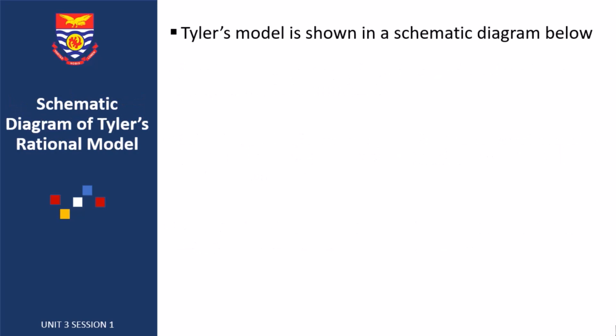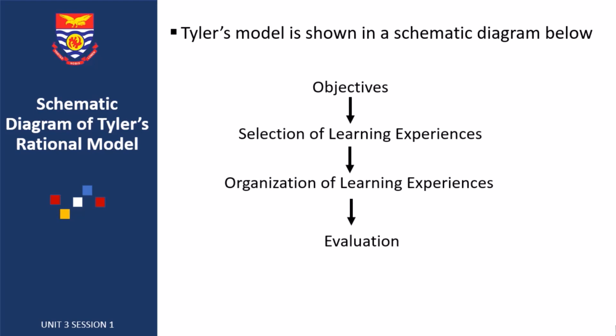So this is a schematic diagram of Tyler's model. In the schematic diagram, we see a linear model, a linear diagram. Linear in the sense that we have objectives, then from objectives we go to the selection of learning experiences. Based on the learning experiences that are selected, the learning experiences are then organized. Then at the end, we do evaluation to find out whether the objectives have been achieved.